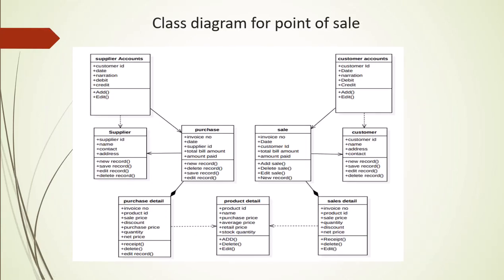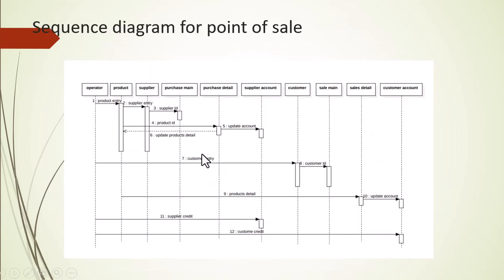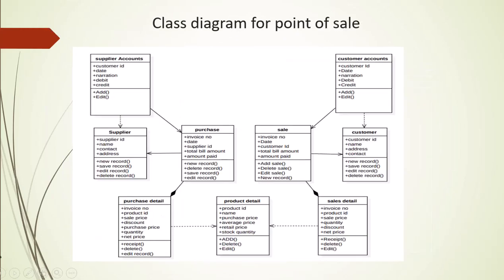So this is the class diagram now. We derived these classes from the sequence and use case diagrams. This is the purchase, and this is the purchase detail class. So we have two classes, purchase main and purchase detail, and they are in composition. This means there is a strong, tight bonding between these two classes. These two classes cannot exist independently, and similarly the sale and the sale detail are also in composition.